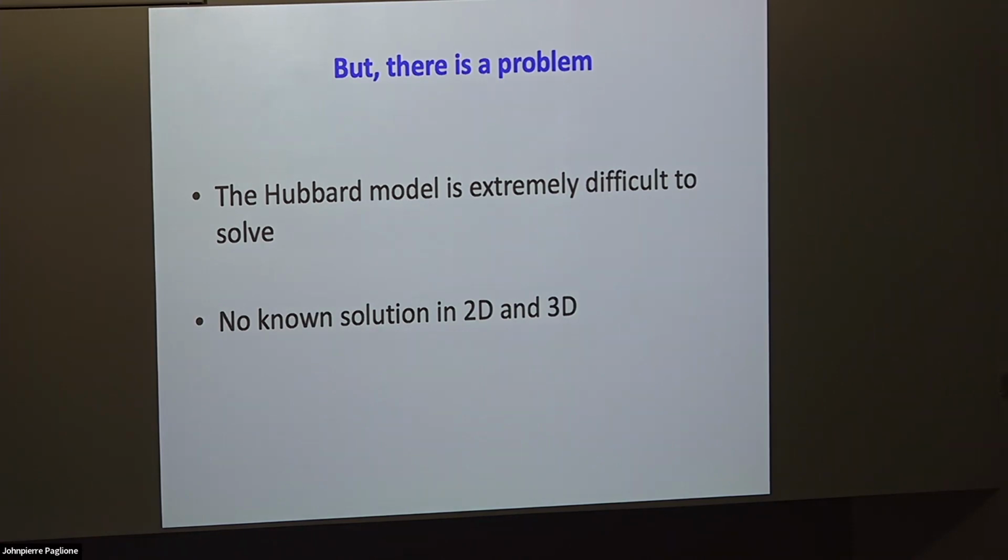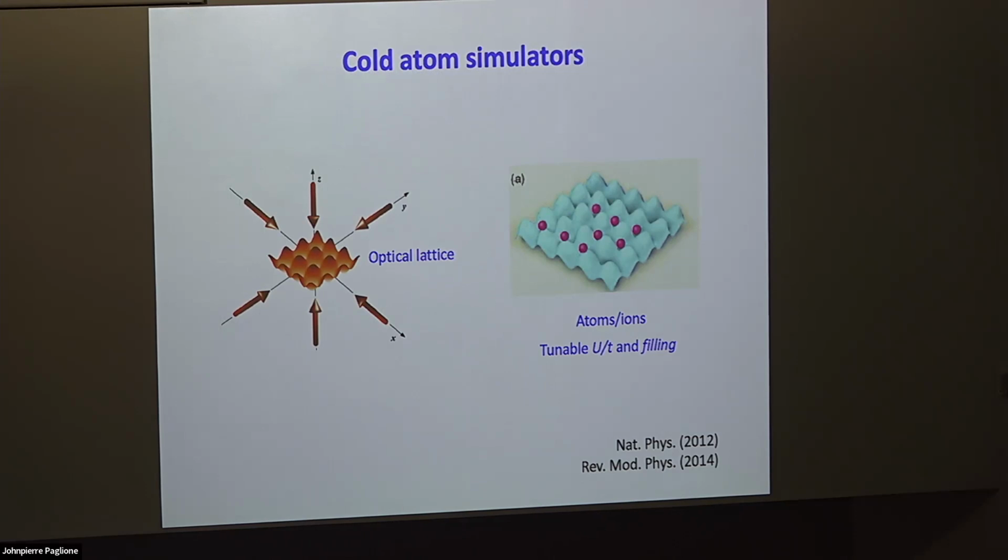Okay. You can try to do certain numerical approximations and try to solve the model numerically, but you actually need a reference point. And so it will be very important to have some experimental realization of the Hubbard model to serve as a benchmark for many of these numerical studies of the Hubbard model. And there are actually such simulators of the Hubbard model.